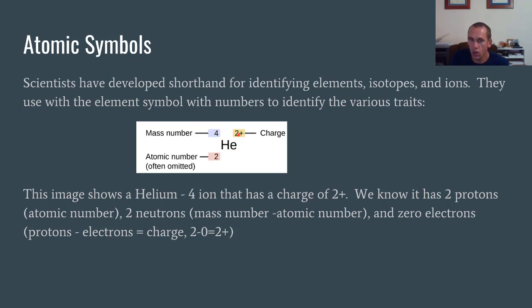If there's no charge listed here, then it's not an ion, it's just the atom and there is no charge. There's equal numbers of protons and electrons. And down here is the atomic number. Although it's omitted or left out a lot of the time, because if I say helium, we already know it's got 2 protons. That's what makes helium helium.